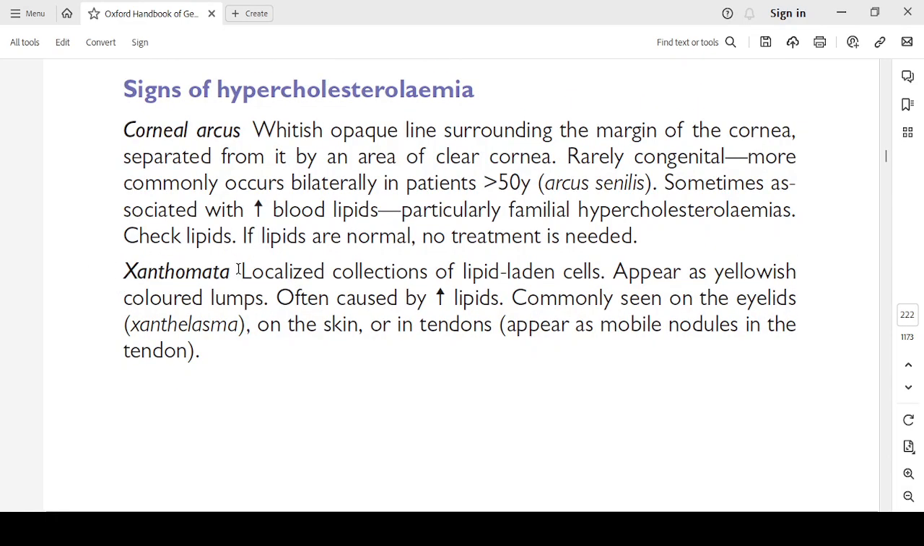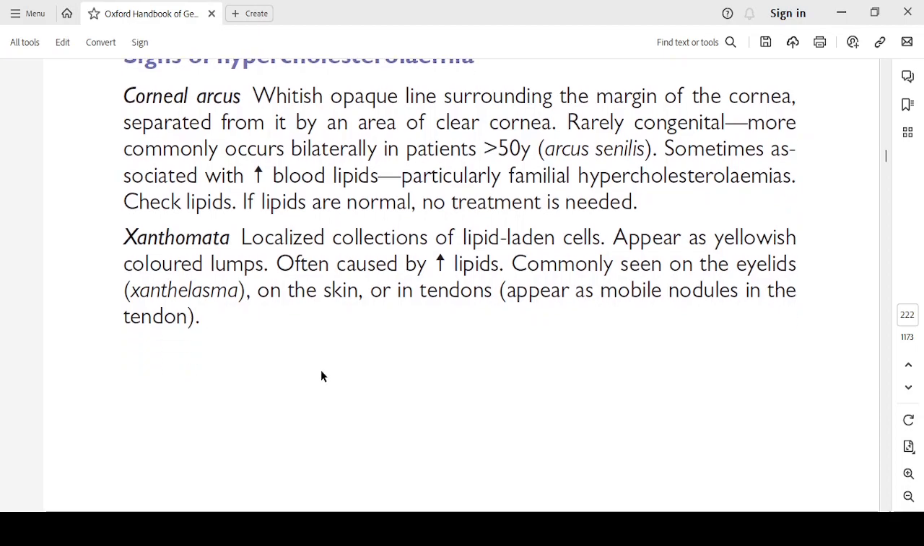Xanthomata. Localized collections of lipid-laden cells appear as yellowish lumps, often caused by increased lipids, commonly seen in the eyelids, xanthelasma, on the skin or in the tendons, where they appear as mobile nodules.